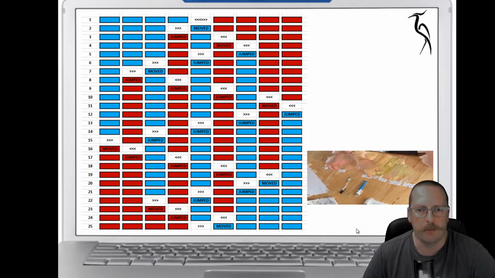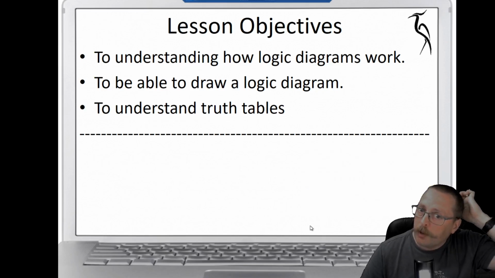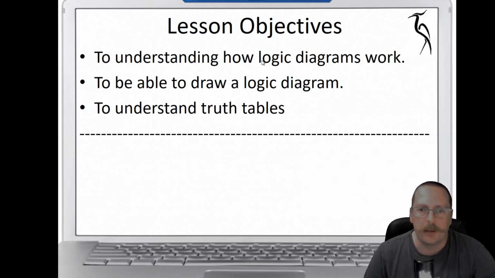I'm going to move on from this. So let's have a look again at what we're trying to achieve this week. It's back to logic diagrams and you drawing a logic diagram.